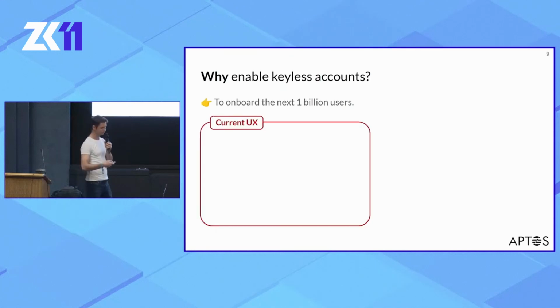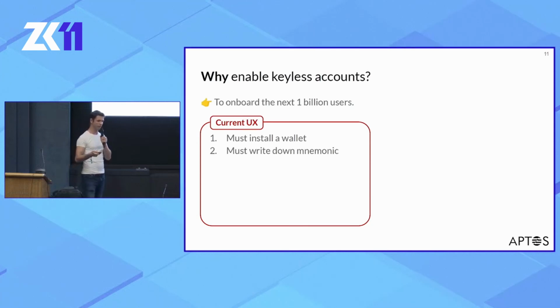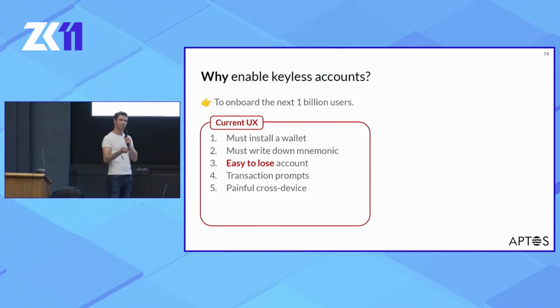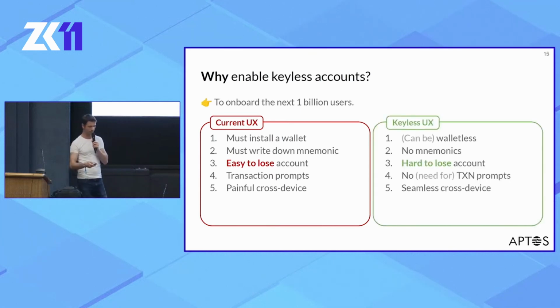So if you think about the current user experience of using a DApp or a Web3 application, you have to install a wallet. What the hell is a wallet? Users are very confused. They have to write down this mnemonic. This is very cumbersome. It's very easy for them to lose this mnemonic and lose their money. They have to deal with transaction prompts. What the hell is a transaction prompt? Most users don't know. And it's very painful to move your account from your laptop to your mobile phone to your tablet.